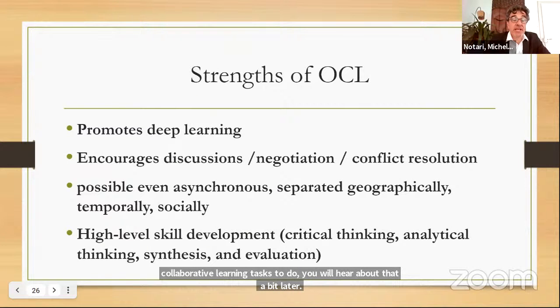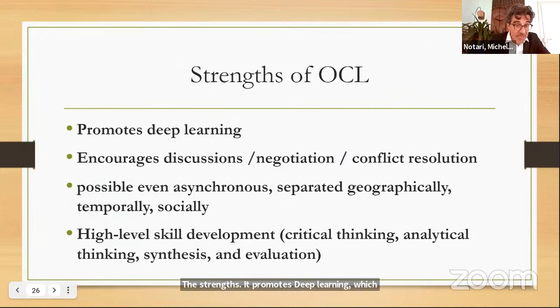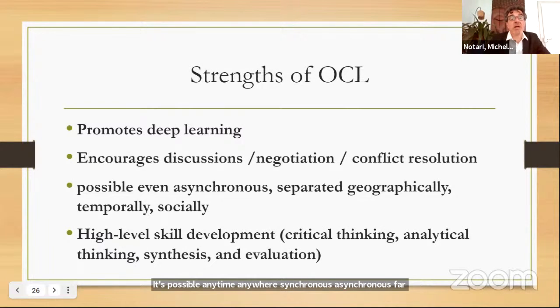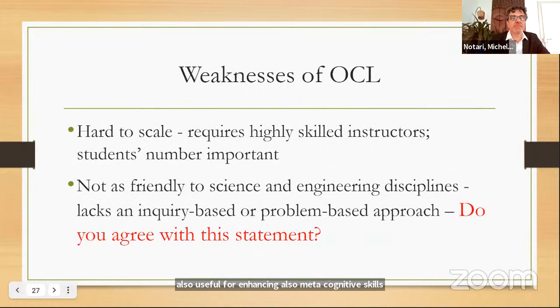The strength is that it promotes deep learning, which means you learn about concepts, which is important, but you also learn to discuss, to negotiate, and to resolve conflicts. It's possible anytime, anywhere, synchronous, asynchronous, far away, close. It helps a lot to develop skills or literacies like critical thinking, analytical thinking, creating synthesis, creating communities. It is fruitful for evaluation and self-evaluation. It is also useful for enhancing metacognitive skills, which are quite relevant for learning processes.